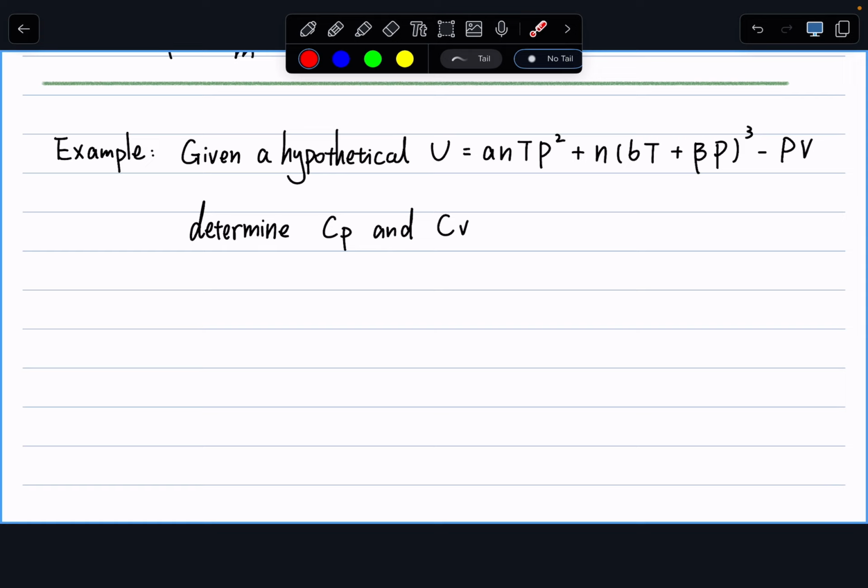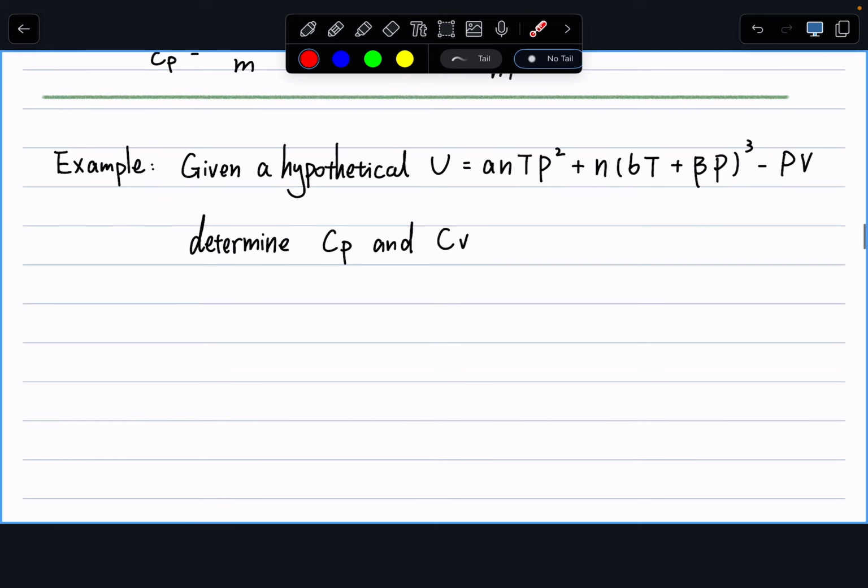First question: given a hypothetical equation describing the internal energy of a substance, right? Internal energy equals some A N T P squared plus N times B T plus B P third minus PV, etc. It's very long. But nevertheless, can you write out an expression for CP and CV? And if not, explain why you cannot write out an expression for it.